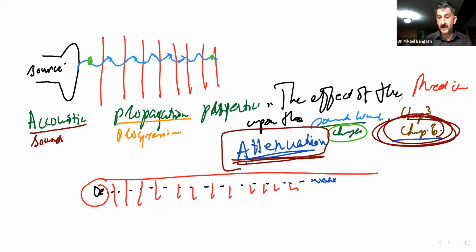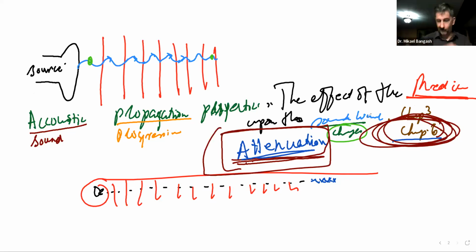What causes it to change is the medium that it travels through. That is the effect that the medium has upon the sound wave. The changes as the sound wave travels through the medium are referred to as acoustic propagation properties. A solid example for that is attenuation, which we'll come across in chapter number 6.